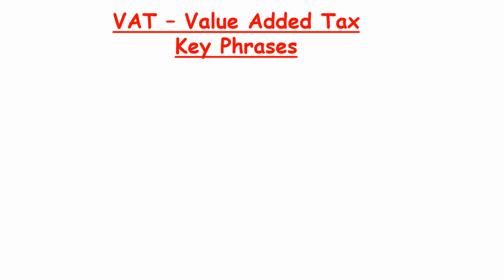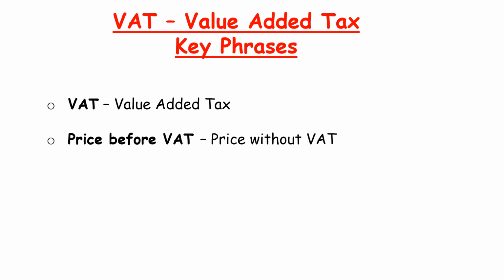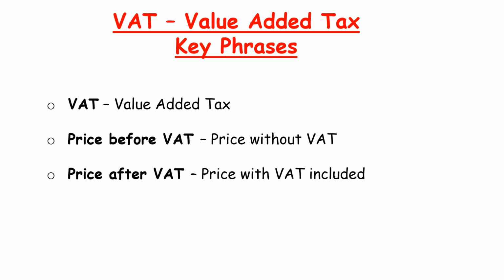So just to give you an overview of some things you need to know for value added tax, for VAT. VAT is value added tax. The price before VAT is the price without the VAT. Price after VAT is the price with the VAT included. And the VAT rate is the percentage of VAT. So if you want to screenshot this or jot them down, these will be the key ideas you need to know for VAT.